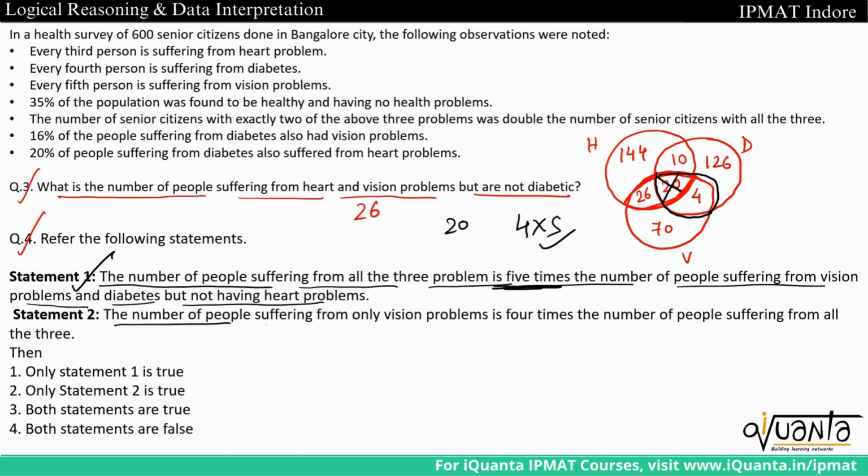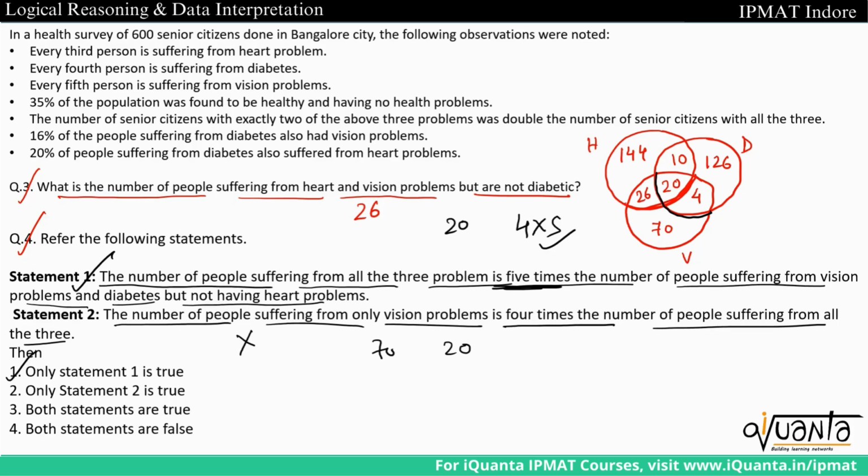Second one is, the number of people suffering from only vision problems, so only vision is 70 from the diagram, is 4 times the number of people suffering from all the three, and the number of people suffering from all the three, it is equal to 20 from the diagram. So do we have 70 equal to 4 times of 20? No. So this statement is false. So only statement 1 is true.